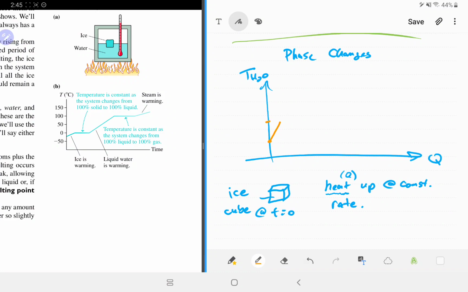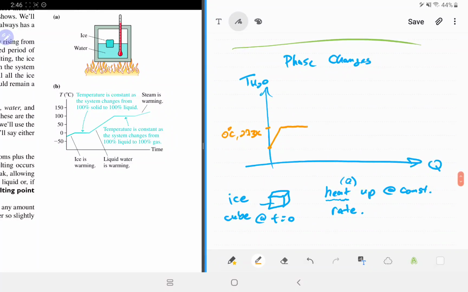There becomes a point, though, at 0 degrees C, or 273 Kelvin, whichever you prefer, where the ice cube can't heat up anymore. It starts to melt into water. At this point it's all ice, at this point it's all water, and for points in between it's some water, some ice. So this side is more ice, this side is more water. And then once it's all water and we keep adding heat, the temperature will go up again.